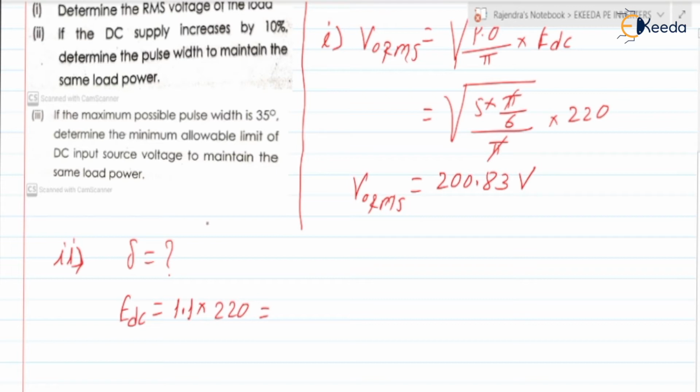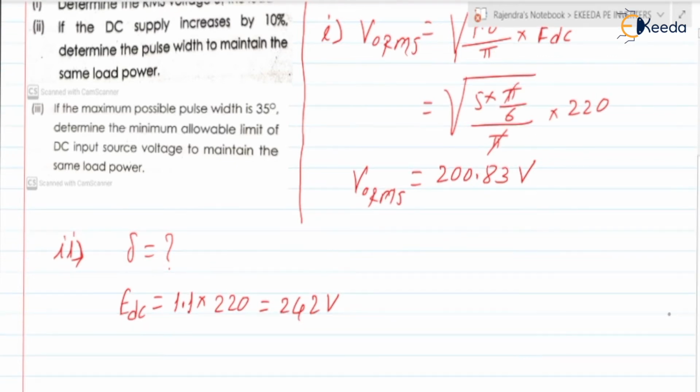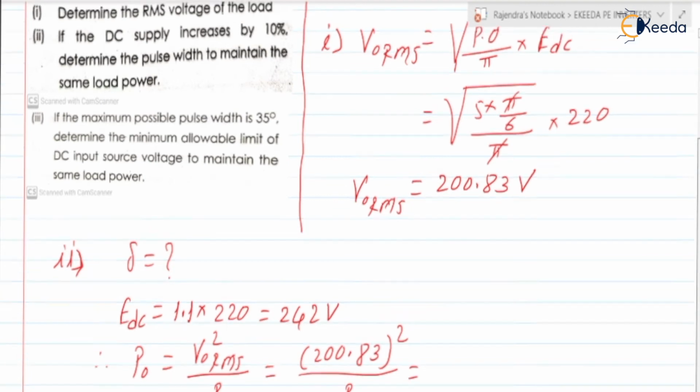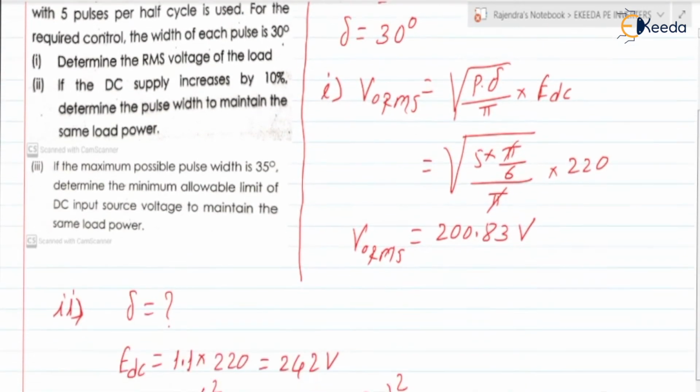Are you getting the point? Because EDC is increased by 10%, it is 220 into 1.1, so it is 242 volt. Now EDC is 242 volt. Now in order to keep the same load power, the load power P0 is equal to V0 RMS square divided by R. What is the V0 RMS? It is 200.83. We need to keep the load power the same as that of the first bit, so it is 200.83 square divided by R. Whether the R value is given? No, and it is not required also.